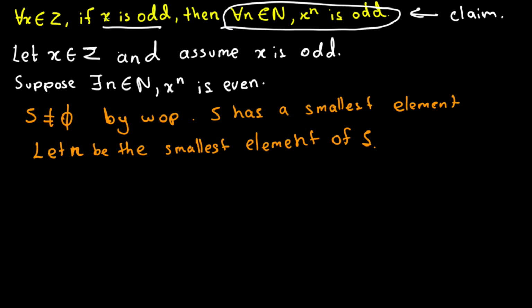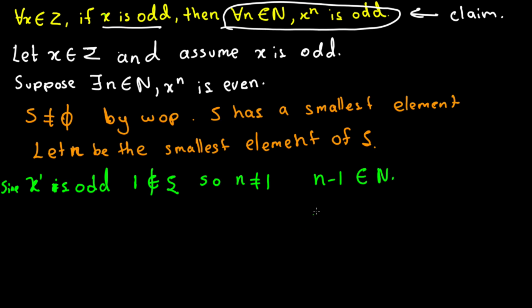So first we know that x is odd, meaning x alone is x power 1. Since x power 1 is odd, 1 doesn't belong to the set. So n is not equal to 1. Okay, so n minus 1 is a natural number. We can say hence n minus 1 is a natural number.